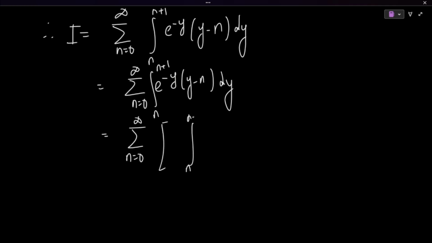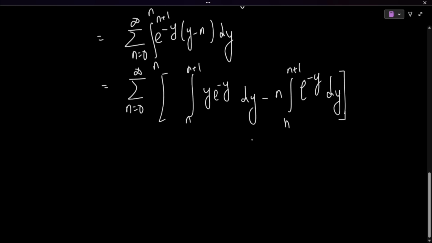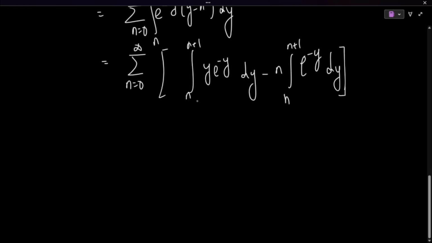So n to n plus 1, the first integral being y times e to the power minus y dy, and the second integral means n multiplied by the integral from n to n plus 1, and I think it's simply e to the power minus y dy, right? So these are the two different integrals that we need to first solve, which are not really that hard.